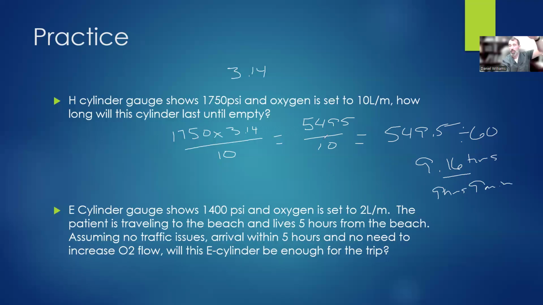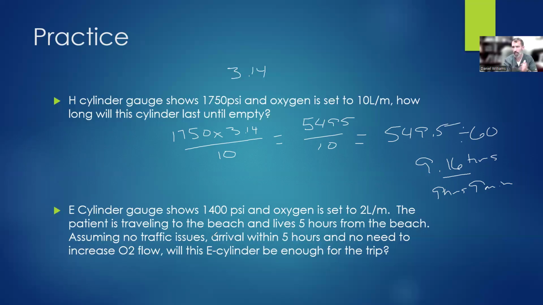The H or K cylinder is much larger than the E cylinder. So you'll notice the next practice problem that we have is for an E cylinder. That gauge shows that it's 1400 psi. They're receiving supplemental oxygen via 2 liters per minute nasal cannula. The patient is traveling to the beach, and they live 5 hours from the beach. Assuming there are no traffic issues, arrival is going to occur within 5 hours, and there's no need to increase the oxygen flow along the way. Will that E cylinder be long enough for that patient to make the trip?